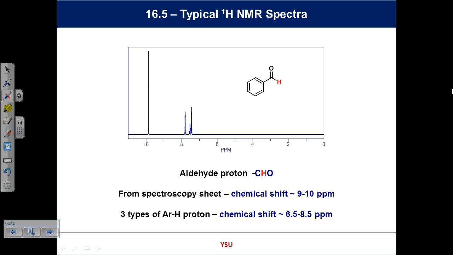So practice. Now, this is a little bit different because this contains an aldehyde.